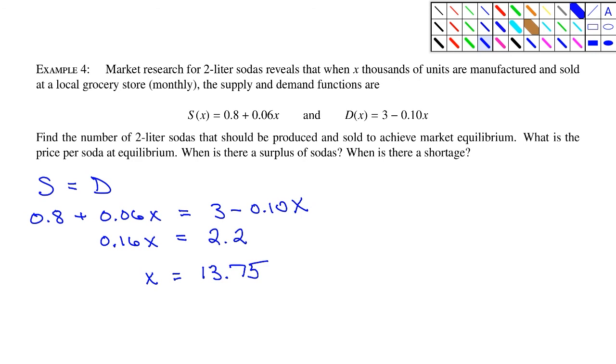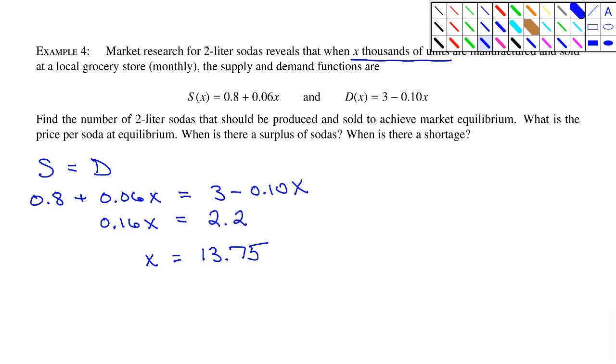Now here's the kicker, right? X was in thousands of units. So it's okay to have a decimal here. And the actual number of 2-liter bottles that are going to be sold, so the number of 2-liter sodas, is actually 13,750. Because we multiply that by thousands in order to get the actual quantity.